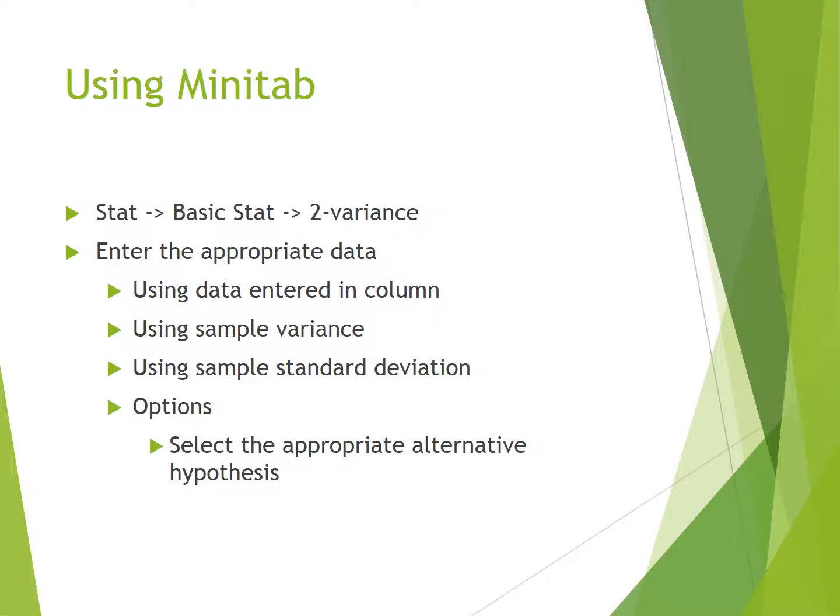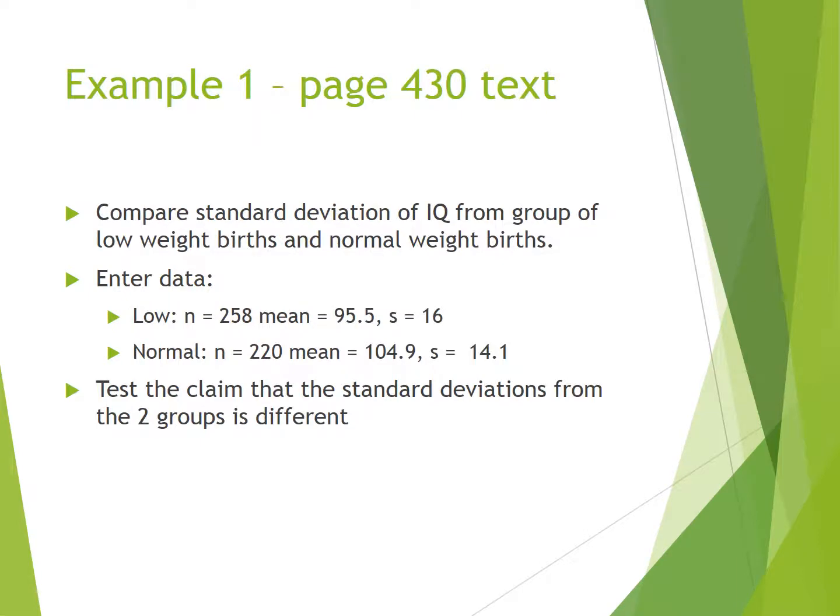We're going to enter the appropriate data. You can use the data entered in a column, or you can use the sample variance, or the sample standard deviation. Then you go to Options, select the appropriate alternative hypothesis. Let's look at example 1 from page 430 in the text. We're going to compare the standard deviation of IQ from a group of low weight births and normal weight births. What we're trying to see is whether there is more variability in the IQ scores from low weight versus normal weight.